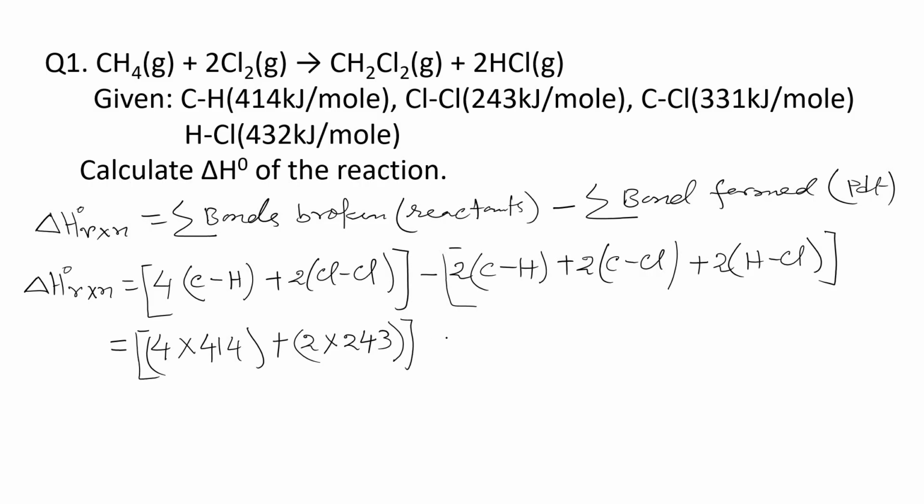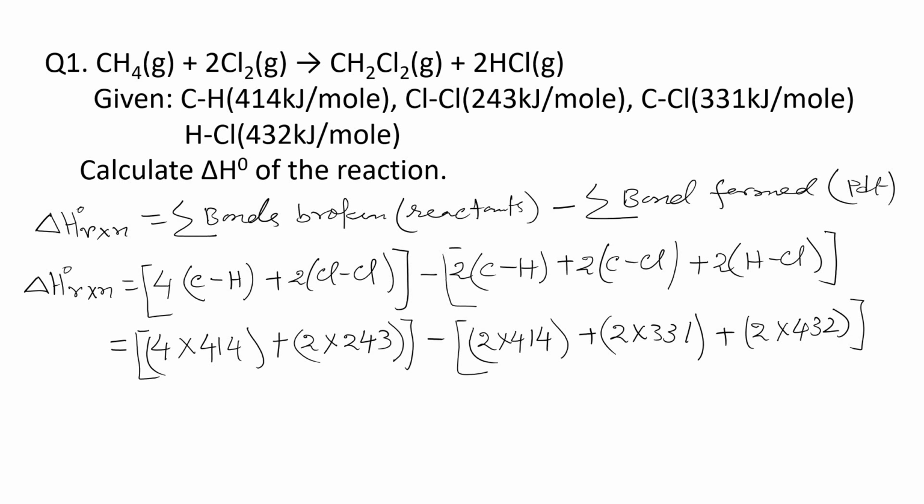Then minus, the carbon hydrogen value is 414, so 2 into 414. Then the carbon chlorine value is 331, that means plus 2 into 331. And then the hydrogen chlorine value is 432, so 2 into 432. Okay, so these are the values.